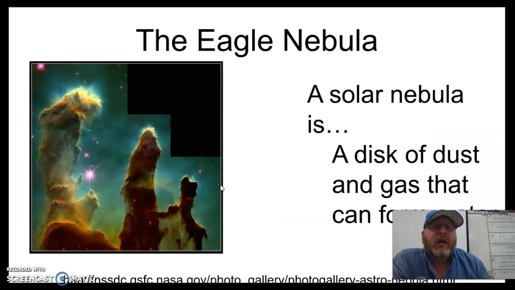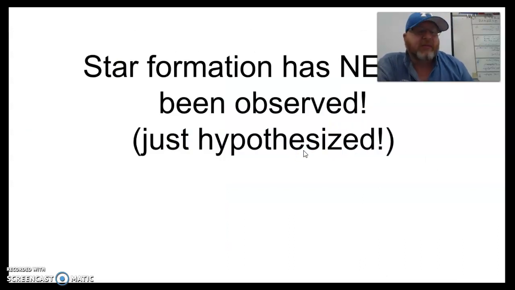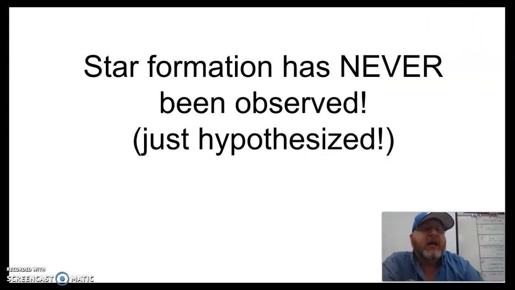And here's a nebula called the Eagle Nebula. It's been photographed with telescopes, and it's a cloud of gas and dust that has the potential to form a star. Now, when it comes to star formation, we have never seen a star formed in a nebula, so we hypothesize that that's where they began.